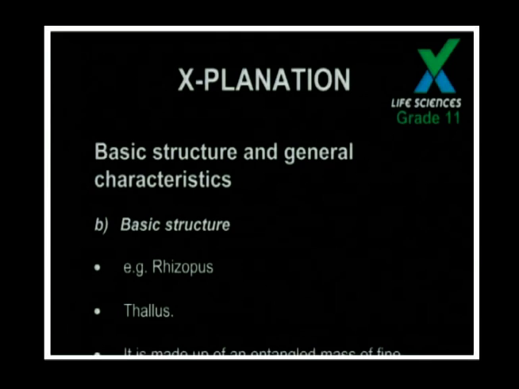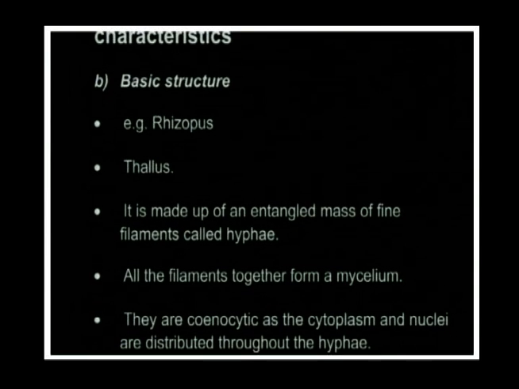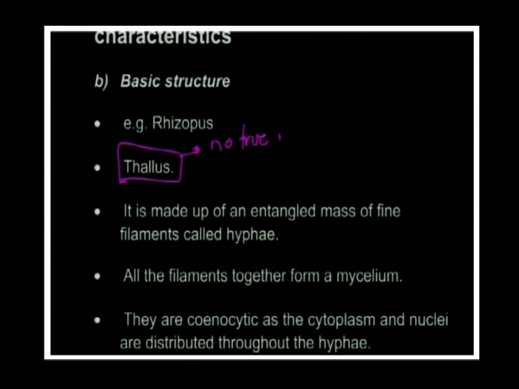Looking specifically at our bread mold. Bread mold, such as Rhizopus, is described as being a thallus, and this is quite an important term. A thallus is any structure that has no true roots, stems, or leaves.